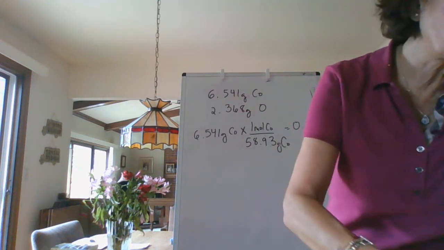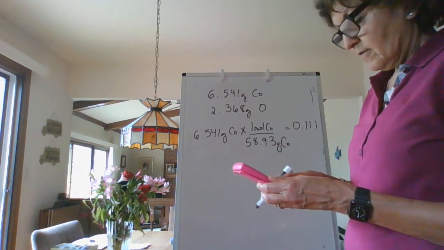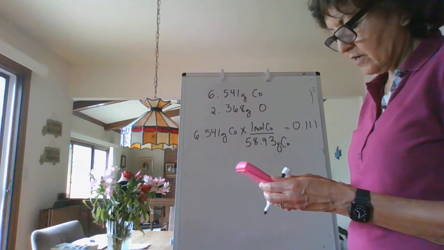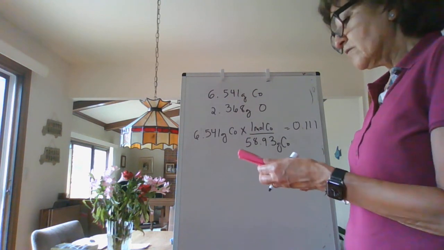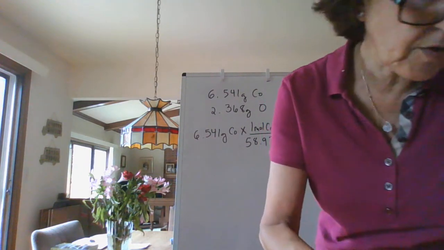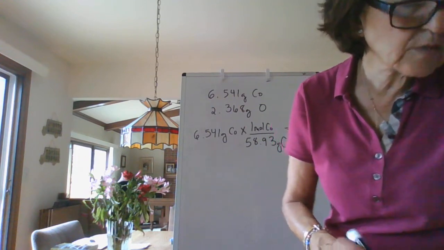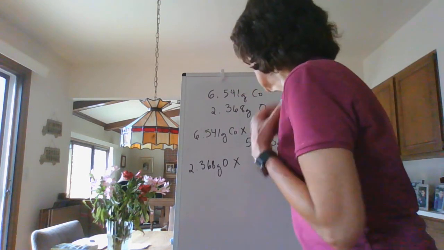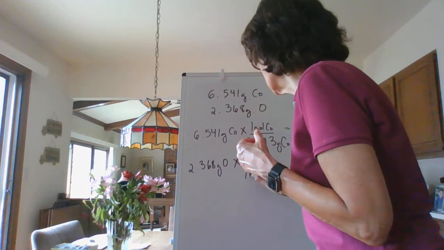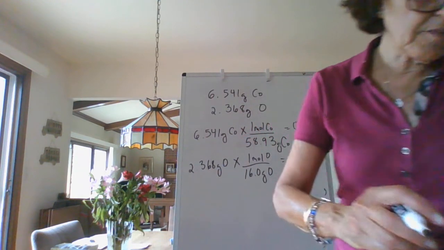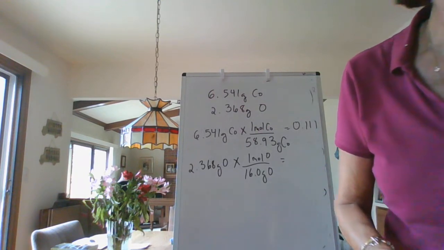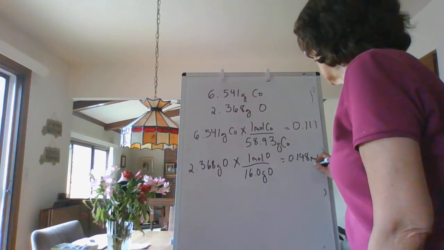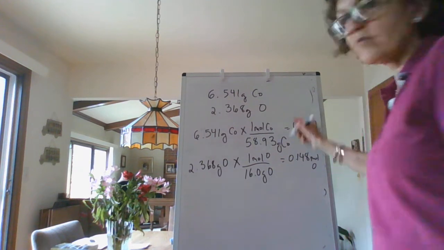I don't know if I could get one more sig fig since we're at it here. 6.541 divided by 58.93, 0.1099. Yeah, it's fine. I'm just going to leave it like this. Okay. And then the next one. The next one is 2.368 grams of oxygen. And I know that 1 mole of oxygen is 16.0 grams of oxygen, or 16.00. I'm going to do the math, and I get 0.148. So 0.148 moles of oxygen. And this is moles of cobalt. Okay, good. We have these two numbers.